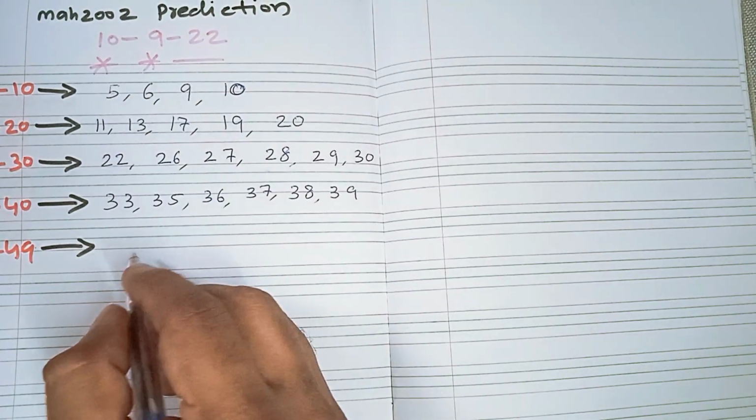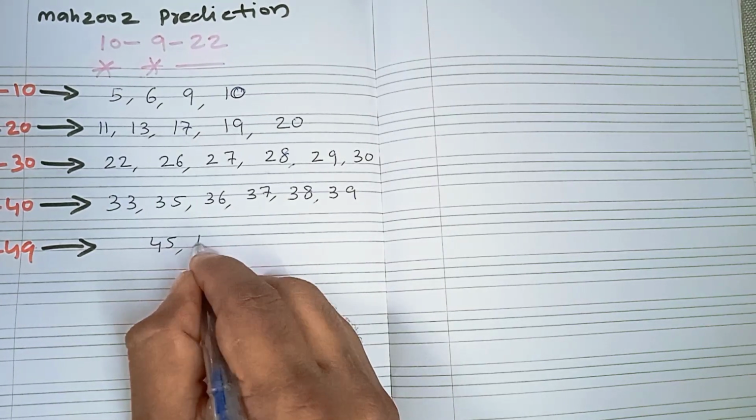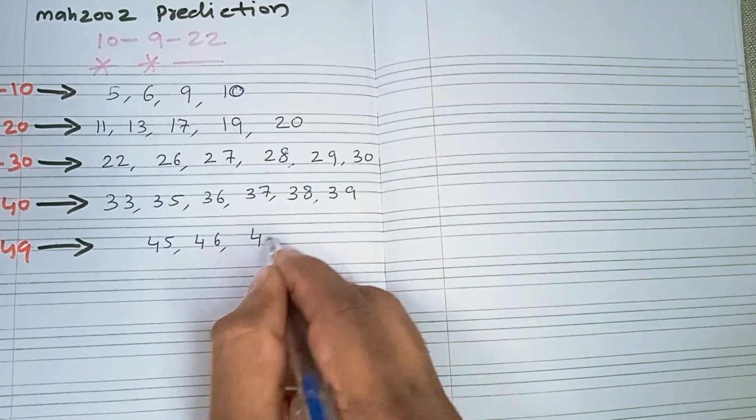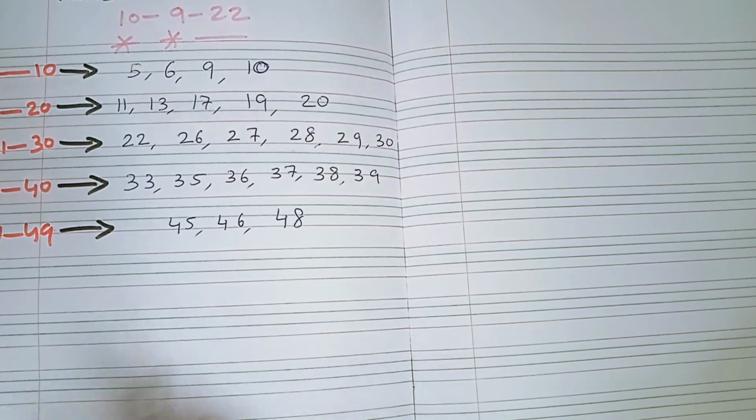41 to 49: 45, 46, 48. This is my prediction number.